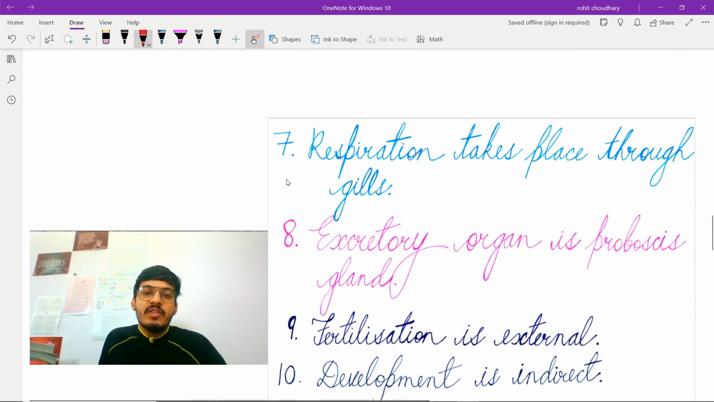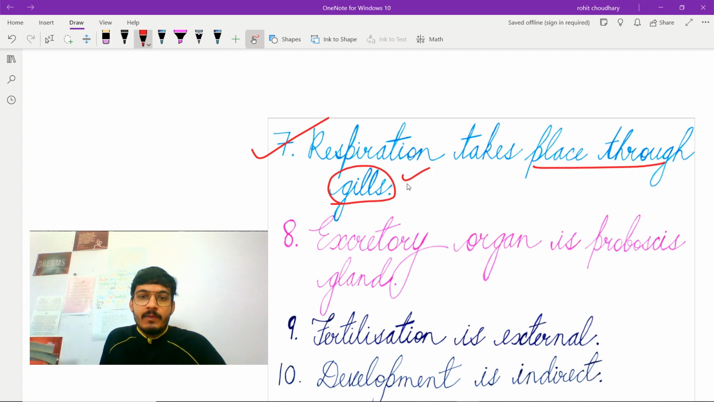The next important feature is respiration. Respiration takes place through gills. Just like in fishes, the respiration takes place through gills. In hemichordates as well, the respiration takes place through gills.